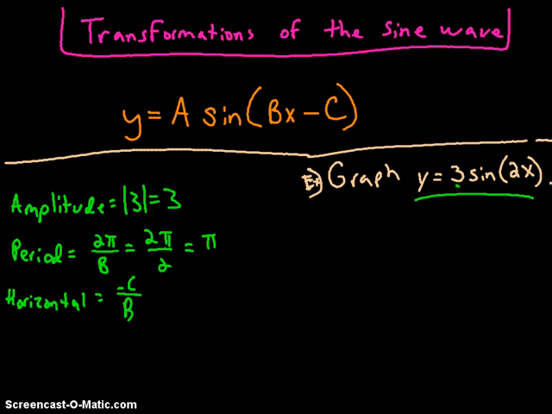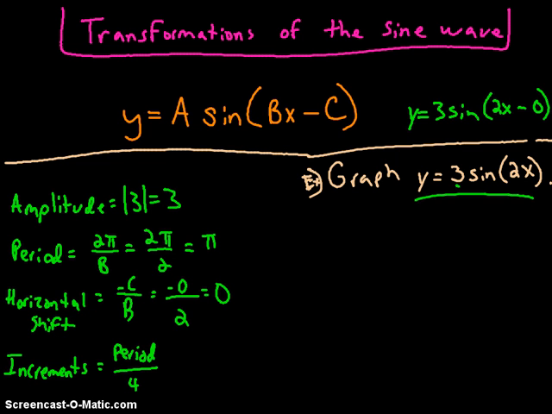The horizontal shift is -c over b. Because this has no c value, it's technically 0. The reason why is that's really 3 sine 2x subtract 0, because 2x subtract 0 is 2x. So it means the c value must be 0. So if that's the case, it should be -0 over 2. Well, -0 is 0. Anything divided into 0 is 0. So my horizontal shift is 0.